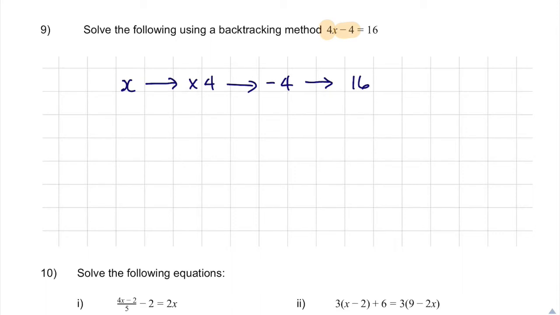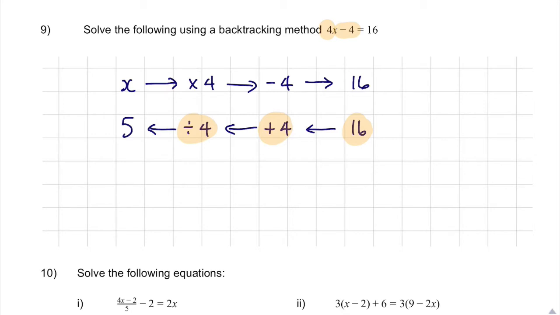And with backtracking, we just need to then work backwards. So start with 16, draw the arrow in the opposite direction. And what is the inverse or opposite of minus 4? It would be plus 4. Draw another arrow. And the inverse of multiplying by 4 is to divide by 4. And that should give us our answer. So we go back to 16. We've got starting with 16 and we are adding 4, which gives 20. And then 20 divided by 4 is 5. So the answer is 5.